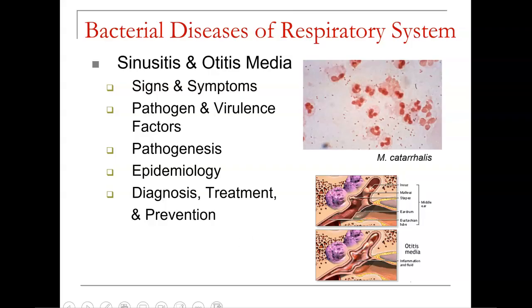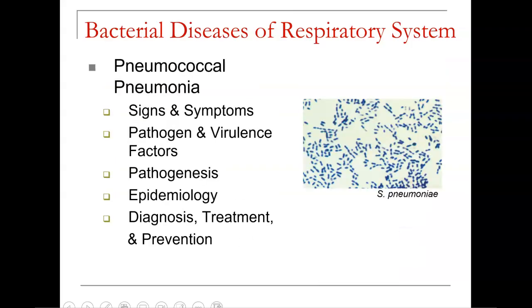Next, we are going to have pneumococcal pneumonia. With this one, the signs and symptoms are going to be fevers, chills, congestion, cough, and chest pain. Also, you're going to have short, rapid breathing and rust-colored sputum. Pathogen and virulence factors: the pathogen is going to be Streptococcus pneumoniae. Virulence factors: you're going to have adhesins, capsules, and pneumolysins that are going to occur with these cells.